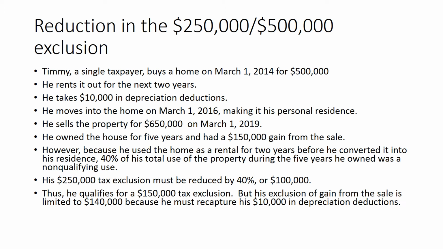This reduction in the $250,000 or $500,000 exclusion can only occur if the home was used as a rental or other non-qualifying use before it became the taxpayer's principal residence. Rental or other use of the home after it was used as a principal residence does not constitute a non-qualified use and thus does not reduce the exclusion. This rule applies only to non-qualifying uses occurring during 2009 and later. Uses before 2009 are not counted and do not reduce the amount of gain eligible for the applicable exclusion.